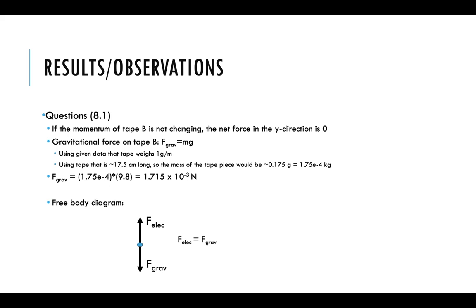Some other results and observations: if the momentum of tape B is not changing, then the net force in the y direction is 0. The gravitational force on tape B was calculated using F_grav equals mg. Given the mass from the last slide of 1.75 times 10 to the negative 4 kilograms, F_grav was calculated to be approximately 1.715 times 10 to the negative 3 newtons. And as shown below, the free body diagram has F electric acting in the upward direction and F_grav acting in the downward direction. But since the net force in the y direction is 0, F electric is equal to F_grav.